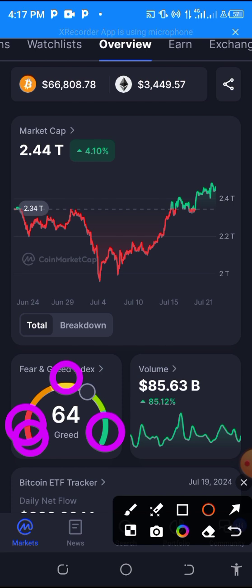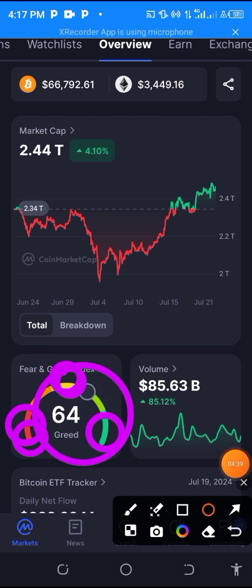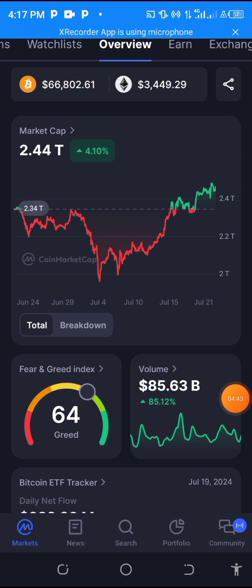Then when the knob is sitting right here, it means that the market is indecisive. People don't know if they should buy or sell. This is how to study this. If you have your coins, you have to be using this fear and greed index to determine if you're going to buy, hold, or sell off your bags.